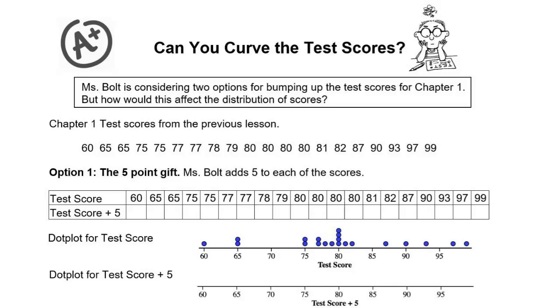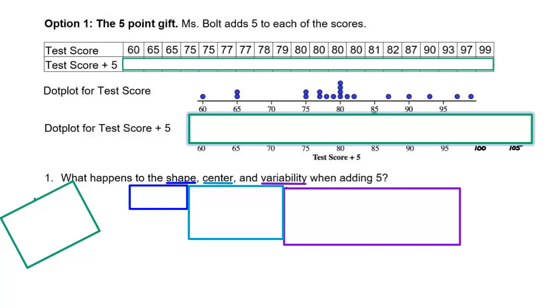65, 70, 70, 80, 80, 82, 82, 83, 84, 85, 85, 85, 85, 86, 87, 92, 95, 98, 102, and 104. Absolutely.